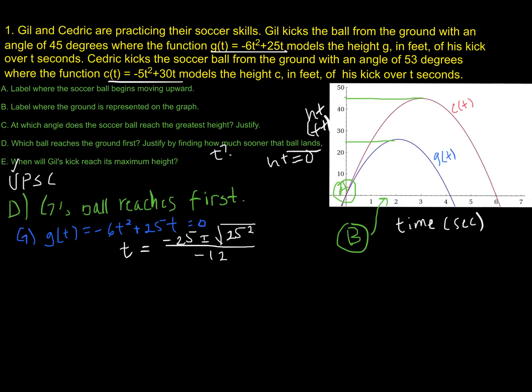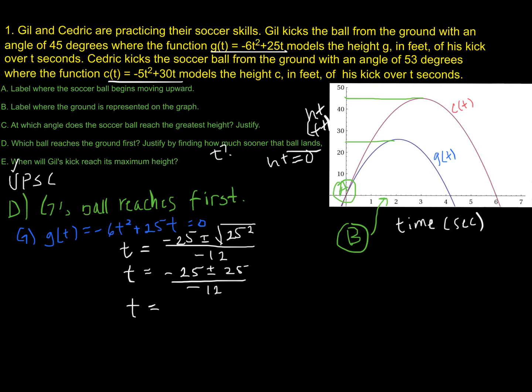Okay, so a couple of things that we can notice here. The square root of 25 squared, well, the square root of something squared is just going to be whatever that something is. You could test that out with the square root of 4 squared. And so what we have is that the time is going to be equal to negative 25 plus or minus 25 divided by negative 12. And this will give us two options. We can either add 25 or subtract 25. And so we get two options here.